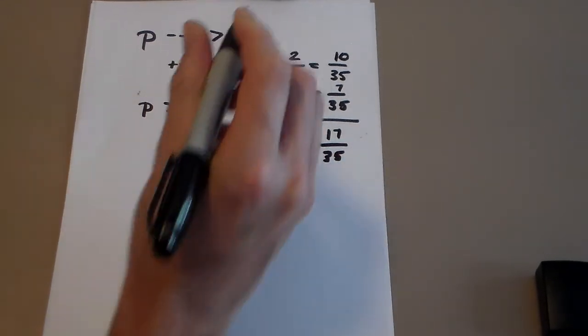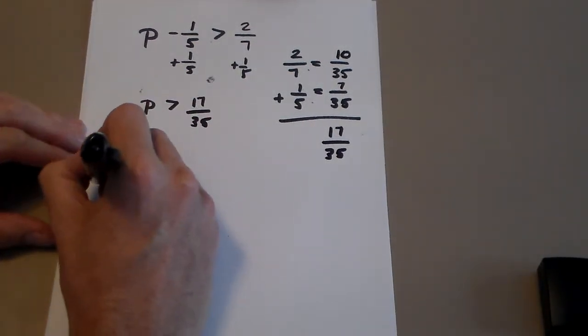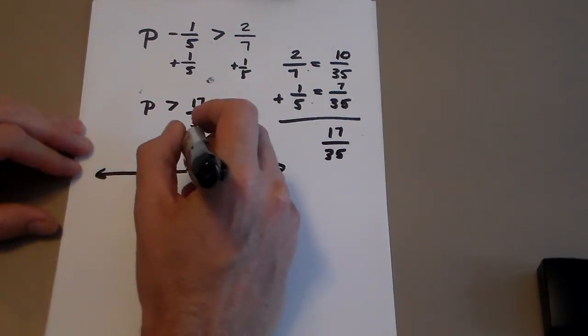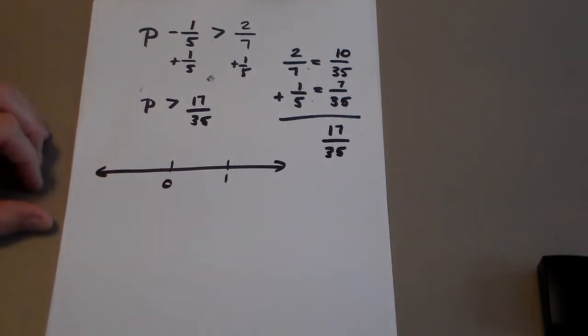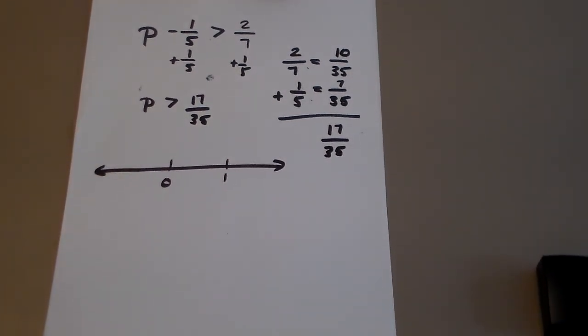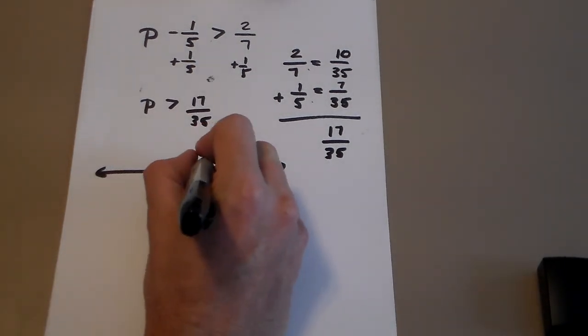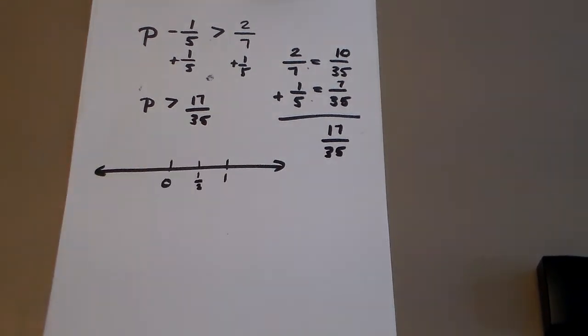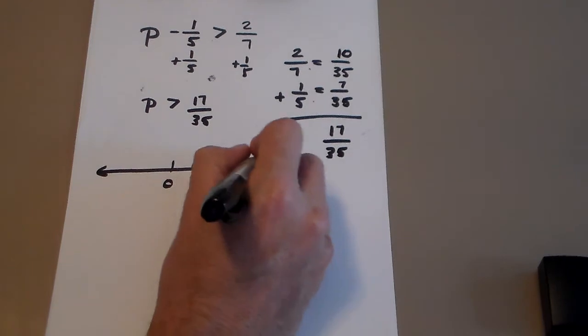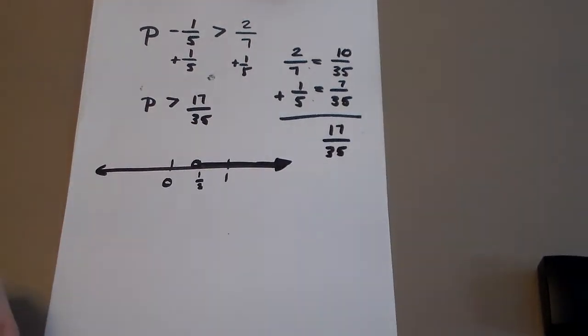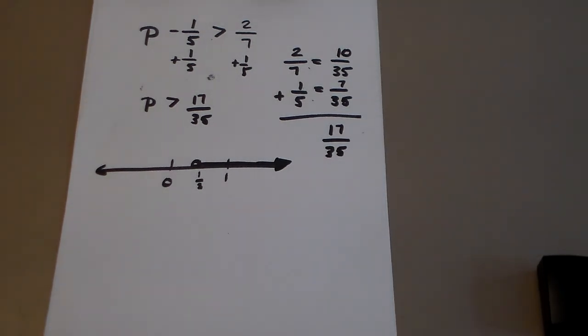17 over 35. Now that's not a pleasant one to graph. Not going to pretend it is. There's 0. There's 1. If I had 17 over 34, that would be a half. So if I make this a half, 17 over 35 is a little bit less than a half. So I'm going to put an open circle here, and then I'm going to shade to the right. I'm hoping that made sense.